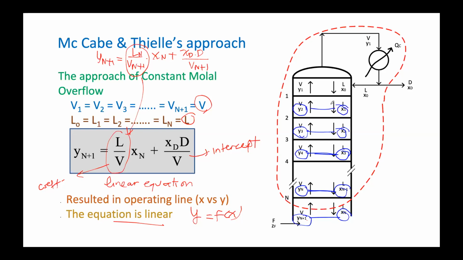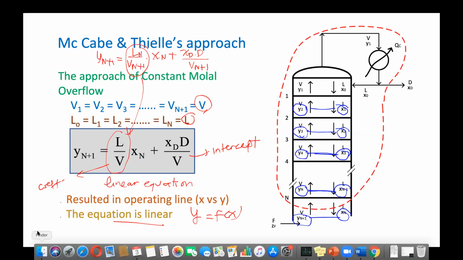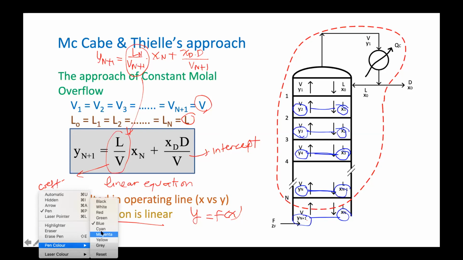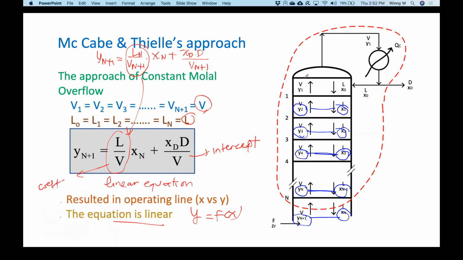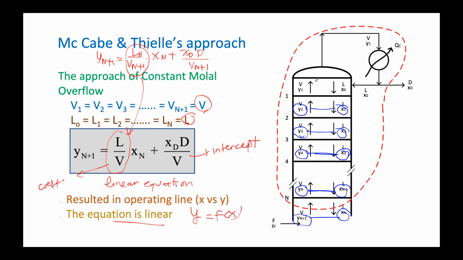Okay, so now your duty is to find the operating line, so you can know the correlation between the x going into one tray and the vapor that is leaving that tray. Now, can you guess where in this sketch is the function of equilibrium, the correlation of equilibrium?